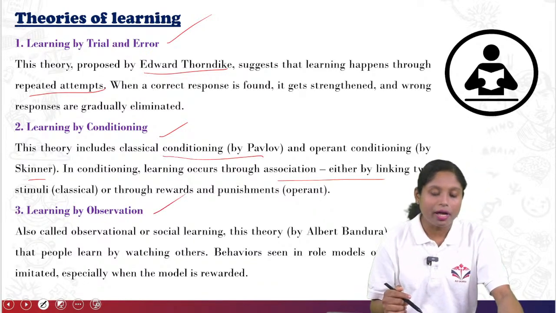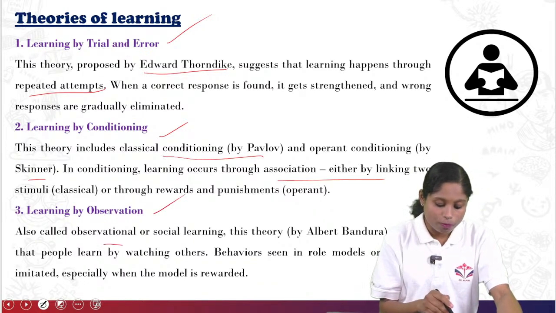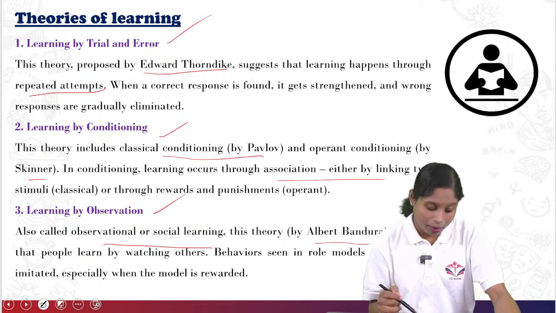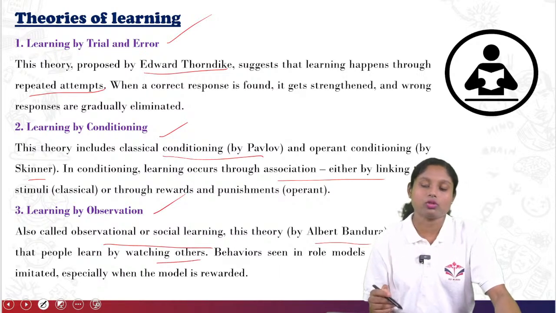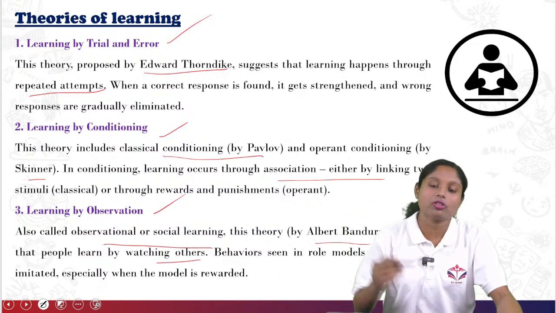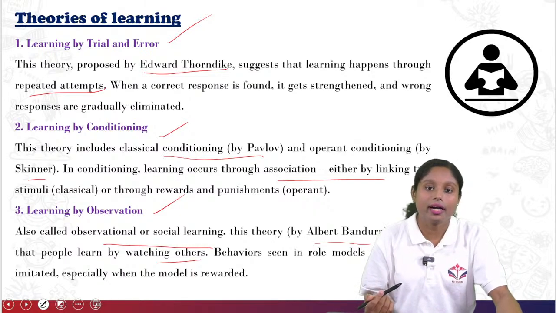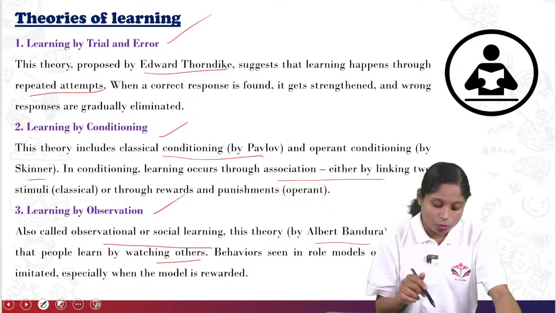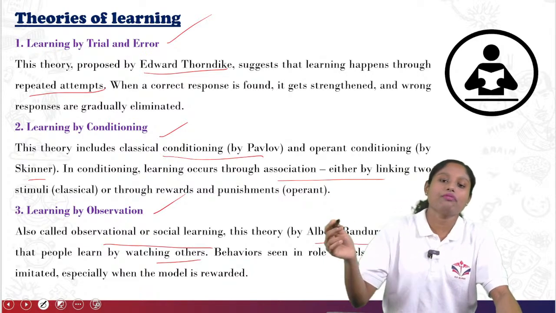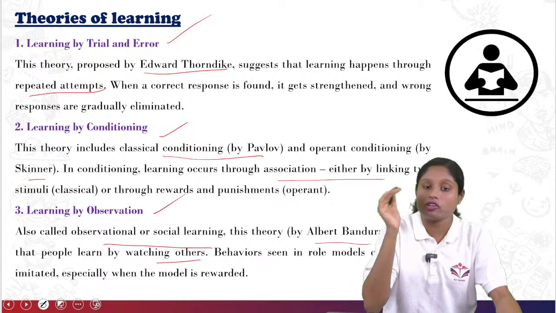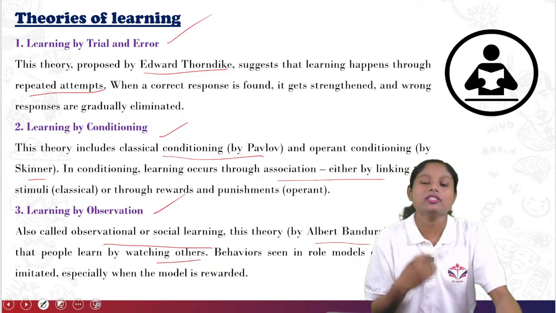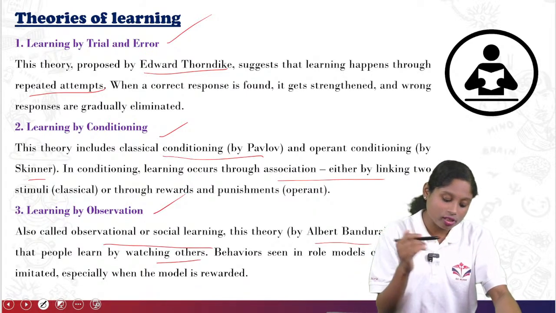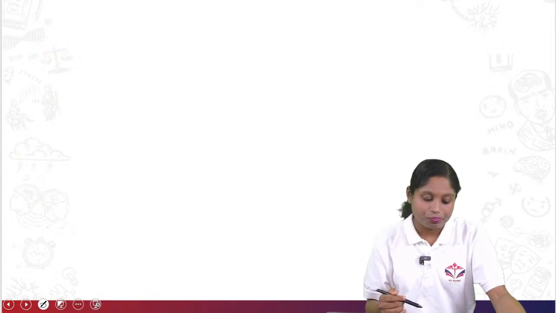Next is learning by observation. Also called observational social learning, the theory by Albert Bandura explains that people learn from watching others. Through observation, they are learning a new thing. Behaviors seen in role models or peers are imitated, especially when the model is rewarded. So if your friend is rewarded for getting the first rank in the class, the next person will observe her and try to get that. So that is what is called learning by observation.